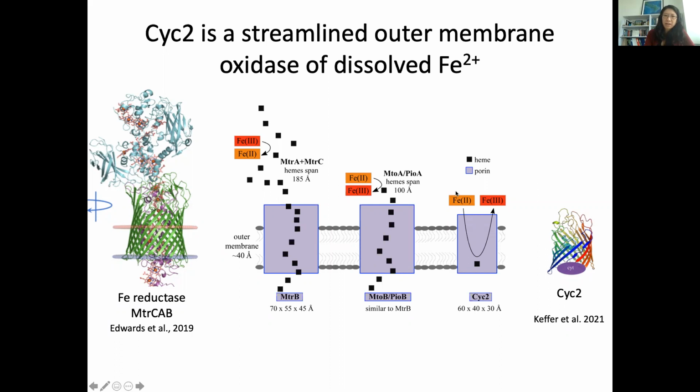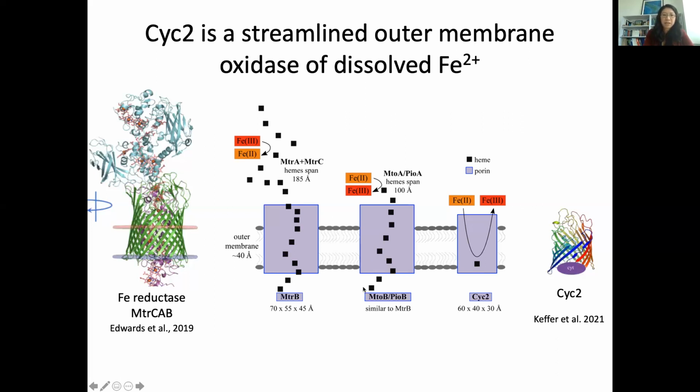So the other iron oxidases that are posited are multi-heme cytochromes. And so here in this cartoon, the heme groups are black boxes, and they're in the outer membrane, right? And so there is a porin that houses the cytochrome in the outer membrane. Cyc2 is a fused, it's one protein, right? It's one CXXCH heme binding group fused to a beta barrel porin. It is relatively small. It's the normal size of a porin.